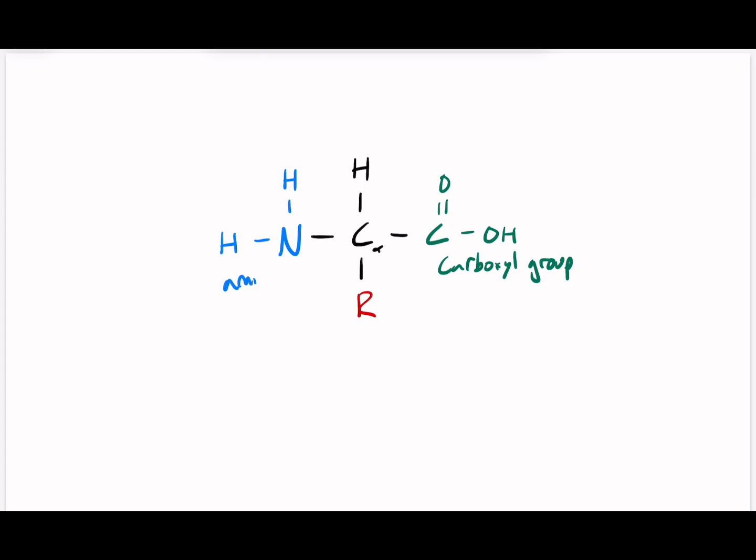We have an amino group, which are labeled. So some important things to note about these two groups are that this hydrogen on the carboxyl group can actually be removed and it can act as an acidic group. And then another hydrogen can be added to the amino group and it can act as a base.